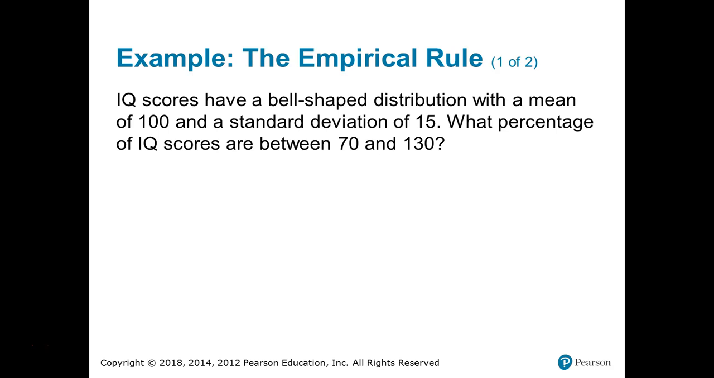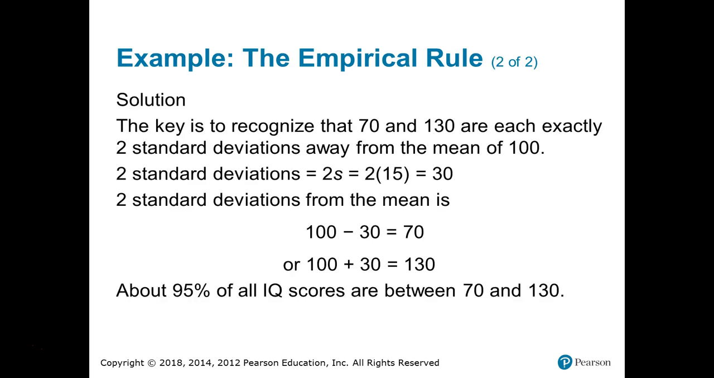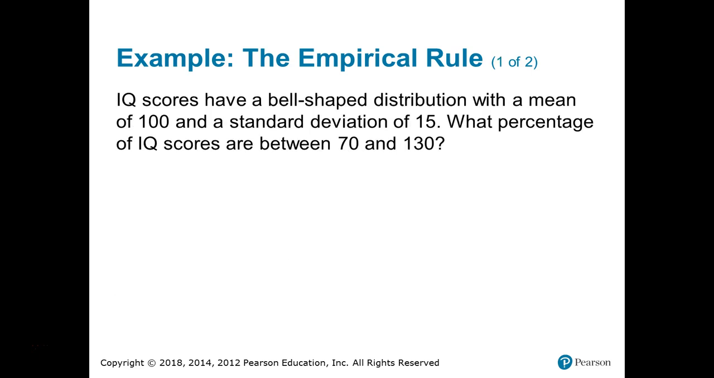Okay, so let's look at an example. IQ scores have a bell-shaped distribution with a mean of 100 and a standard deviation of 15. What percentage of IQ scores are between 70 and 130? Okay. So the key right in this problem is to realize how many standard deviations we are away from the mean with 70 and 130?